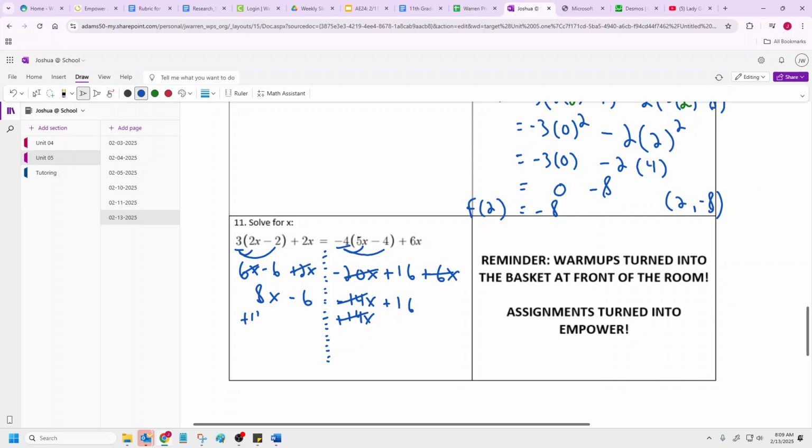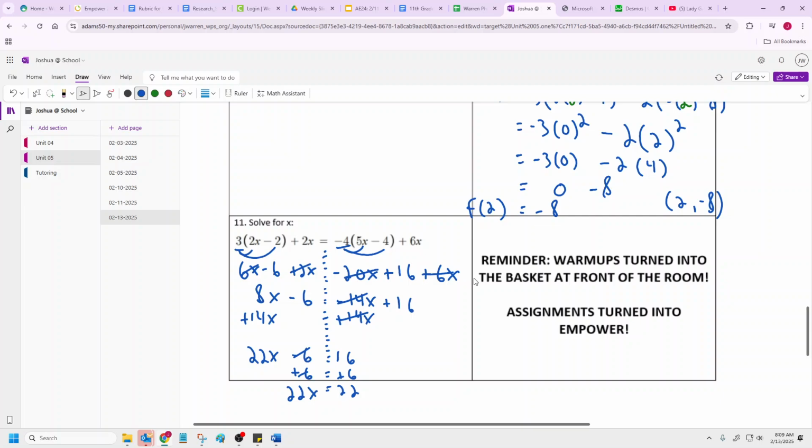Make sure you line up your work. I want to see that you're putting your x's together, your variables. 8 plus 14 is 22x. I'm going to bring down my 6, and then what's left over on this side? My 16. I'm going to add the 6 on both sides because I want my constants on the right, and I want my variables on the left. This disappears, and I end up with 16 plus 6 is 22, and then I end up with 22x.